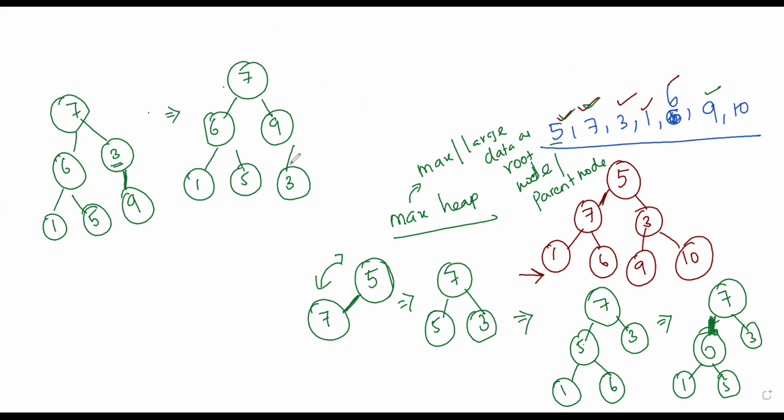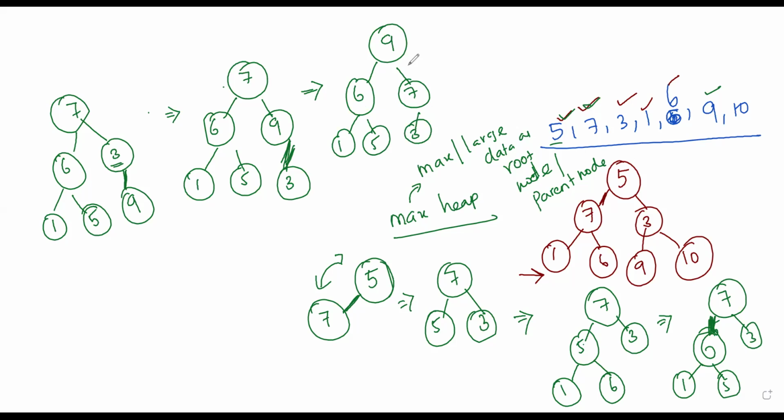Now 9 is inserted and got its new position. Now check with its parent. What is its parent? 7. Is 7 greater or smaller? It is smaller than 9. So to maintain the max heap property, swap this also. 9, 6, 7, 1, 5. So 9 is the largest element. It should reach the topmost position, above every other smaller node. So this is what a max heap is.